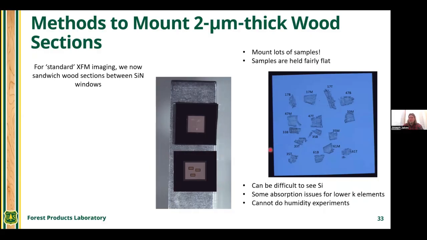One great thing is you can mount lots of samples, and the samples are held fairly flat. A couple of disadvantages here is that it can be difficult to see silicon, because of course you're getting a large silicon signal from the silicon nitride window. You can have some absorption issues for the lower K elements, because those fluorescent photons need to actually pass through that 200 nanometer silicon nitride material before they get to the detector. And of course you cannot do humidity experiments because they're being held between those 2 windows.